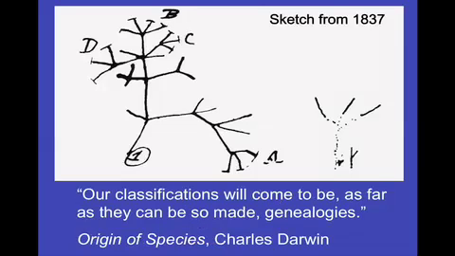So, going back to Darwin, this is before The Origin of Species, just in his notebooks. Again, this is one of the most famous illustrations in all of science. This is a sketch from 1837. At the top, and then here's a quote from The Origin of Species down below, where he says, our classifications will come to be, as far as they can be so made, genealogies. The same way that you might trace back your family tree, you could do this on species and trace back who their ancestors were as well.